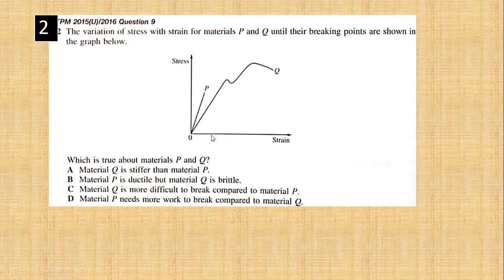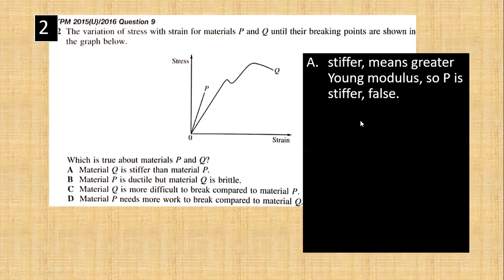Wrong. Right? Gradient, this one is bigger. Bigger means steeper. So A is false. P is ductile, wrong. P is brittle. Q is ductile. You should be able to recognize, false.